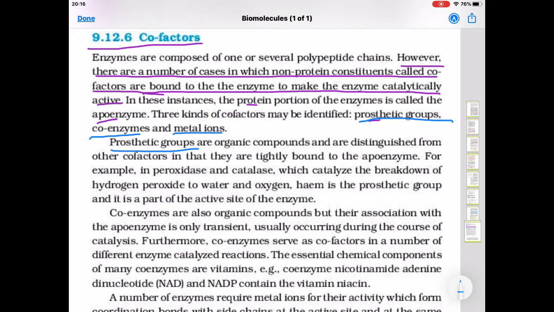Prosthetic groups are the organic compounds that are tightly bound to the apoenzyme.